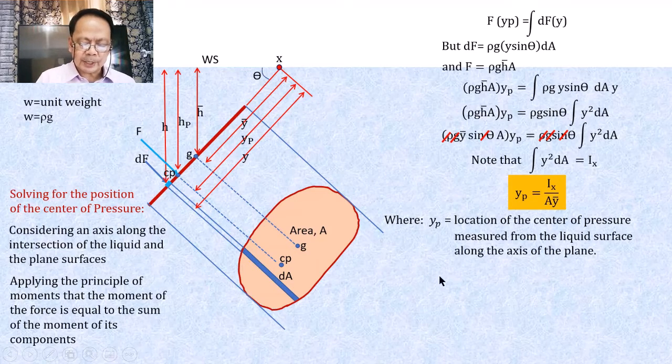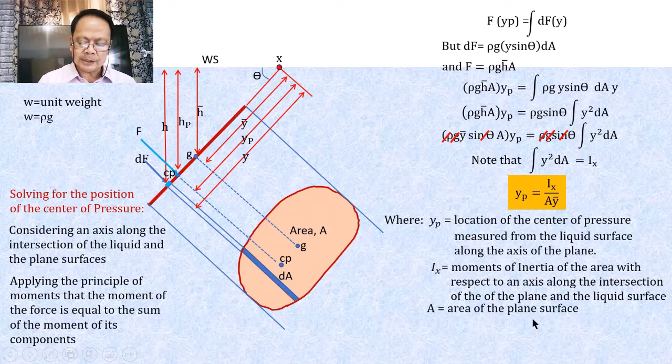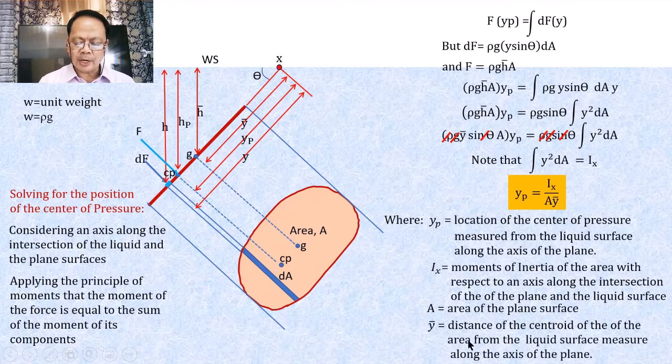Meanwhile, I sub x is the moment of inertia with respect to an axis along the intersection of the plane and the liquid surface, while A is the area of the plane and bar y is the distance of the centroid of the area from the liquid surface measured along the axis of the plane. So that is how we compute the position.